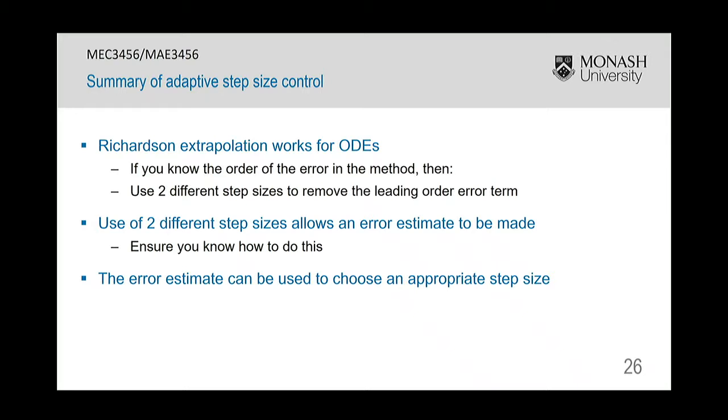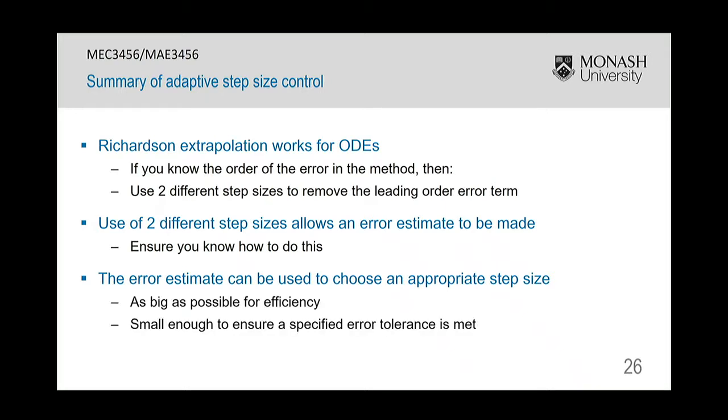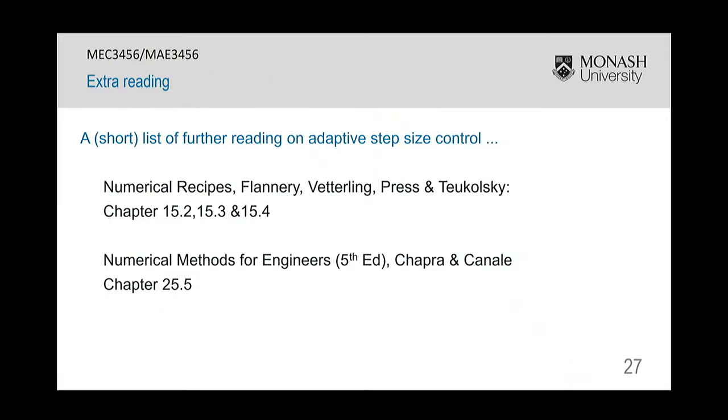The error estimate can be used to choose an appropriate step size, and that's what we looked at in the adaptive RK4 method. Remember, we want the step size to be as big as possible for reasons of efficiency, but small enough to ensure that a specified error tolerance is met. And there's a couple of reading resources here on adaptive step size control if you want to do a little bit more.